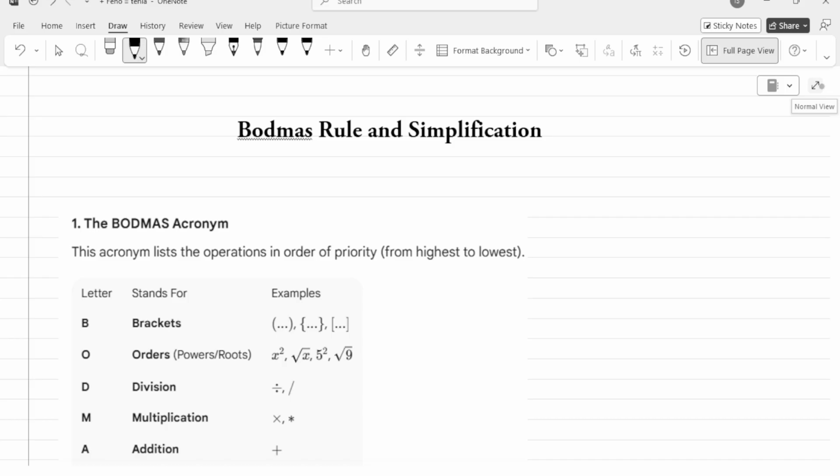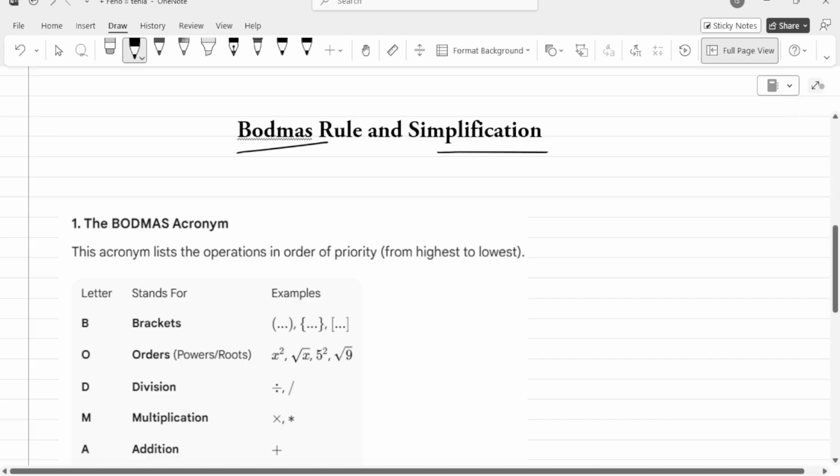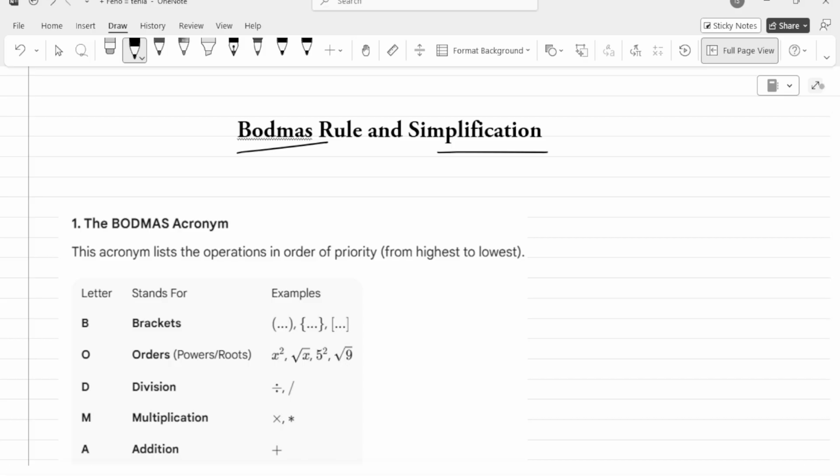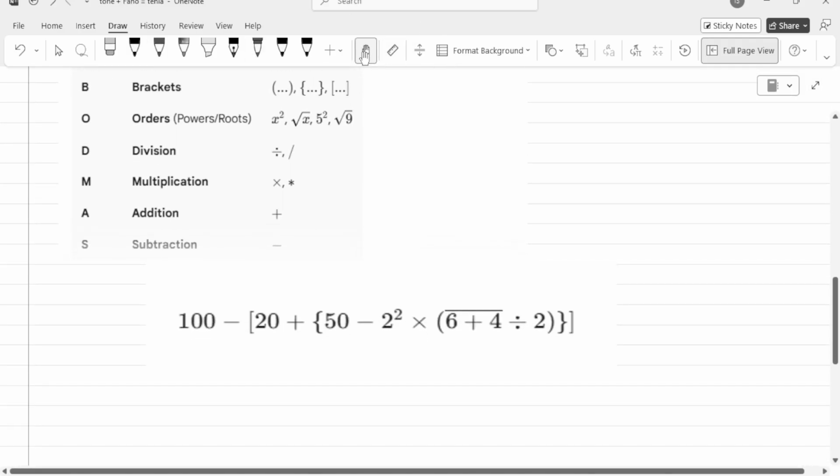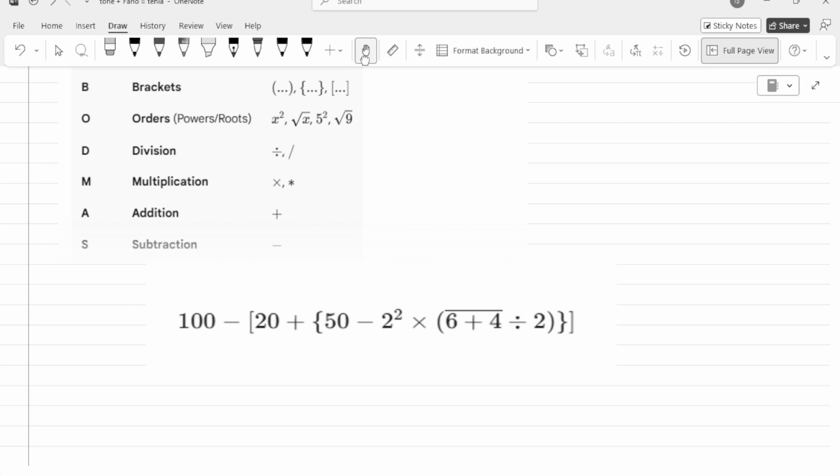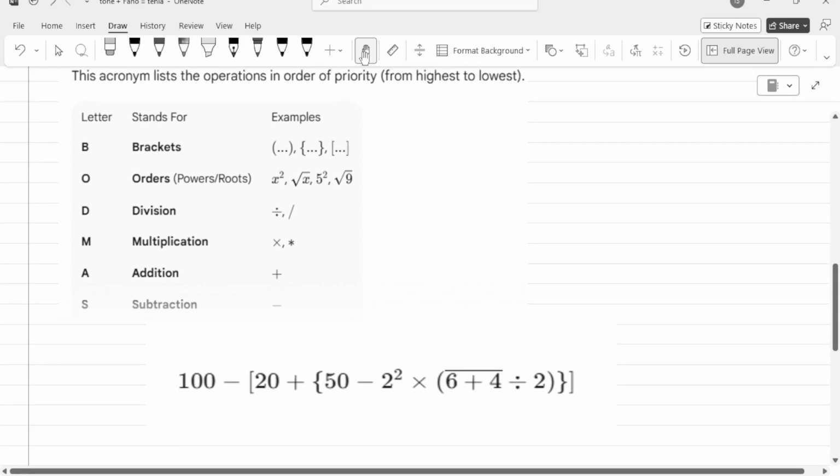In this video, we will learn about BODMAS rule and simplification. Let's get started. First, why do we need the BODMAS rule? Because if we want to simplify any problem, it is difficult to know how to start and where to start. BODMAS helps us follow the rules and reach a conclusion.